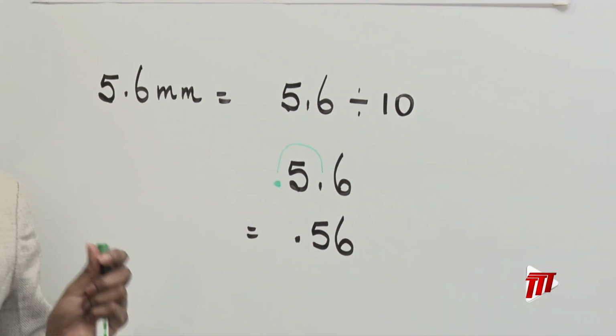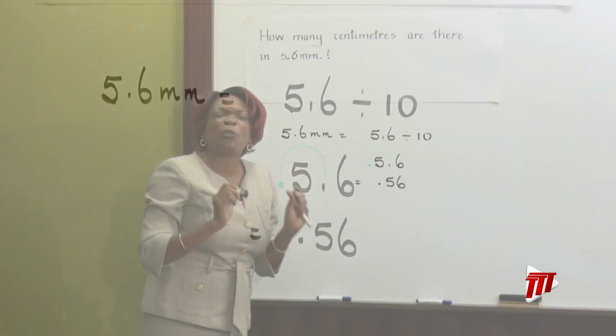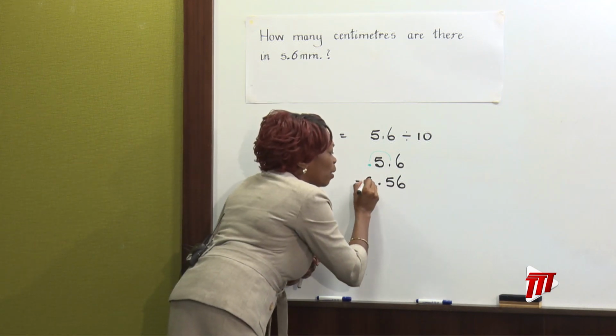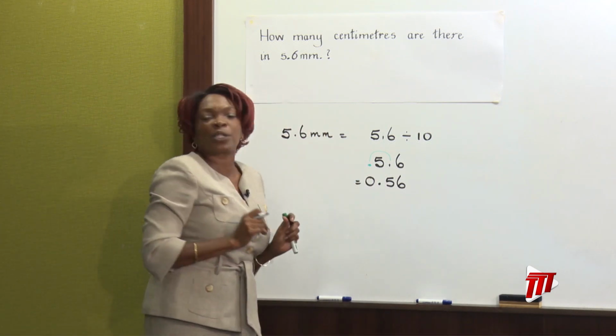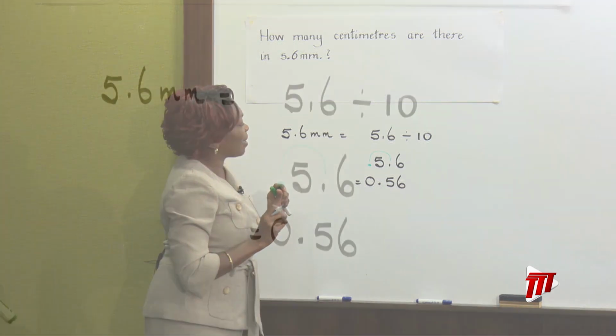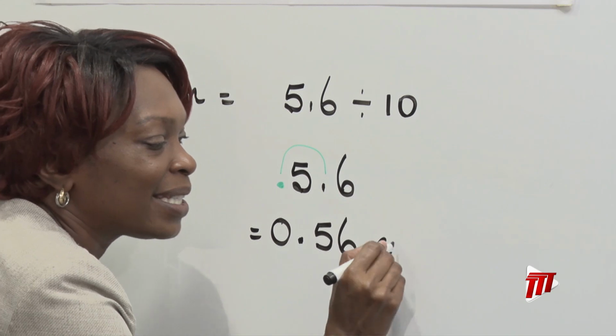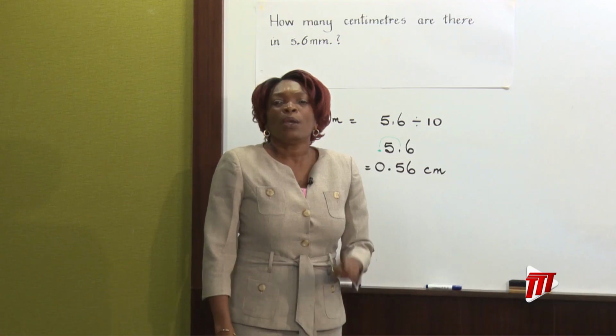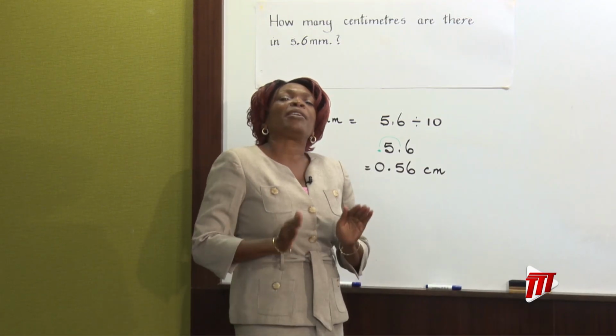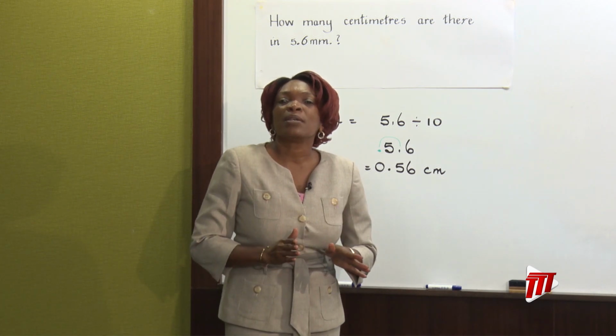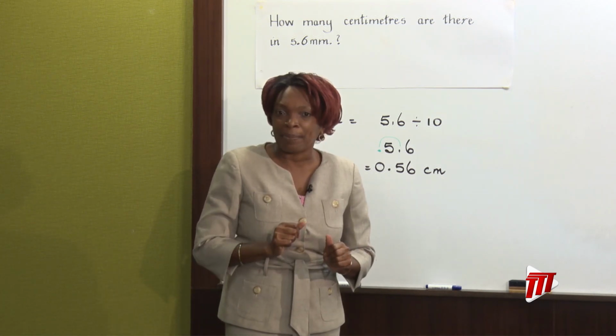0.56. Nothing is wrong with that, but I know that some of you feel more comfortable putting the 0 for the ones. So this is also correct. Are you with me? So the answer is 0.56. So when we answer the question, how many centimeters are there in 5.6 millimeters, we are realizing our answer is 0.56 centimeters.